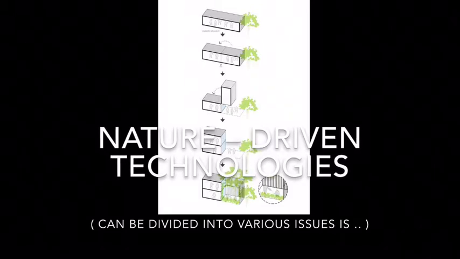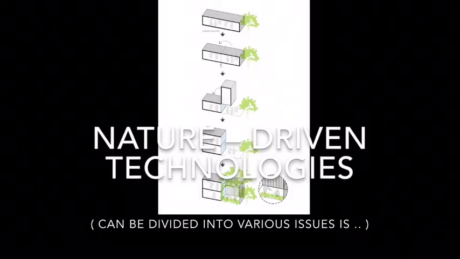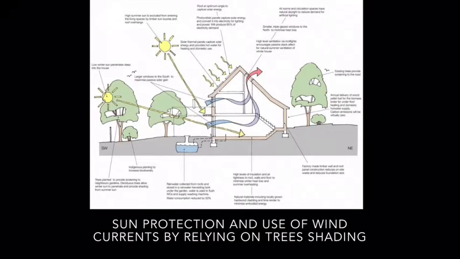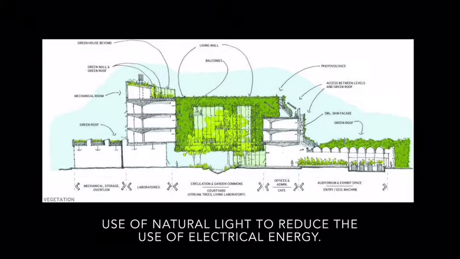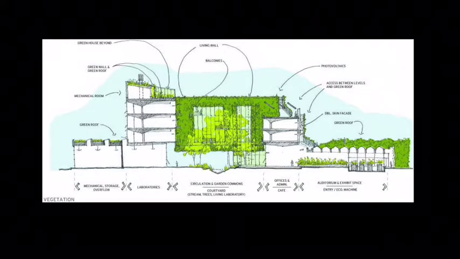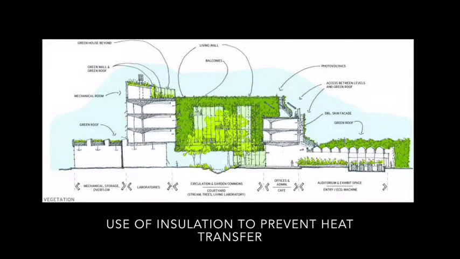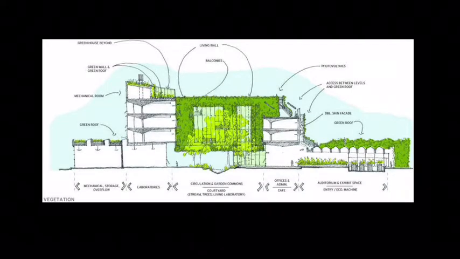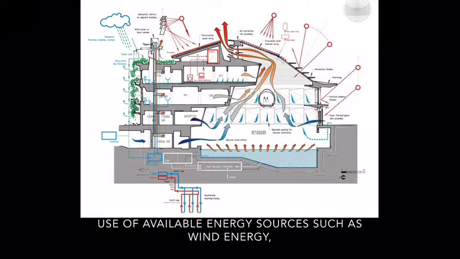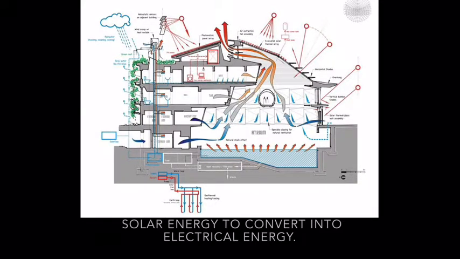Nature-driven technology can be divided into various issues: sun protection and use of wind currents by relying on tree shading and the arrangement of the environment to control the wind direction. Use of natural light to reduce the use of electrical energy. Use of insulation to prevent heat transfer into the building, both the wall and the roof. Use of available energy such as wind energy and solar energy to convert into electrical energy.